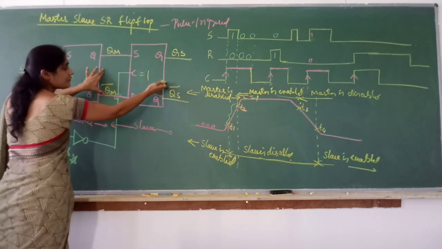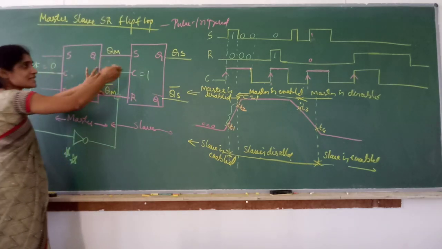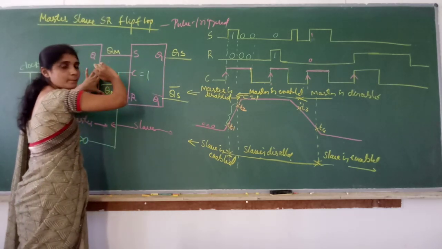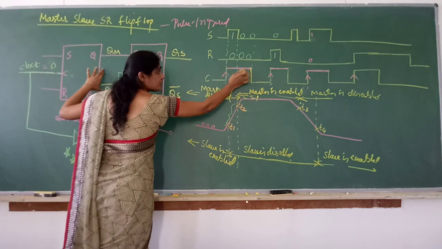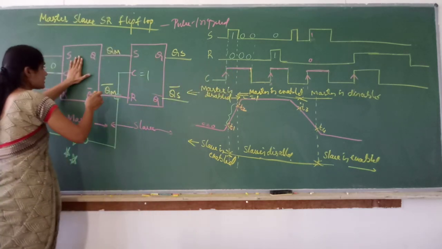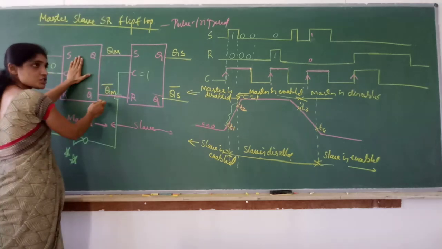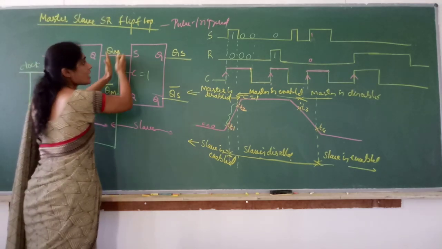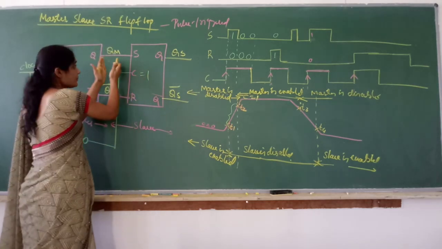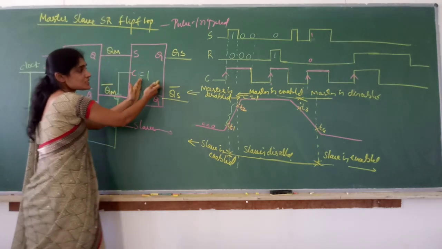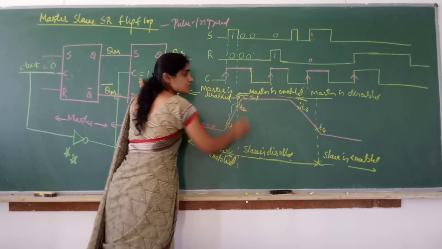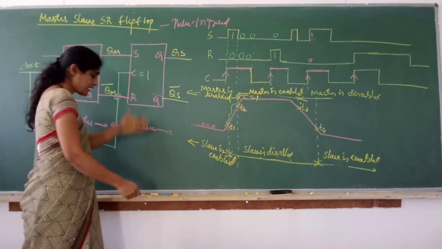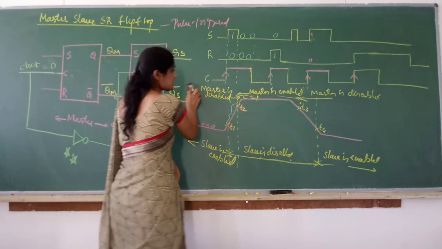Is the slave getting any input? No, so there is no change in the slave also. But when clock is high, master is enabled, so QM and QM bar will change. But since slave is disabled, these changes will not be transferred to the slave. They will be transferred to the slave only when the clock becomes 0. I'll explain with the waveform. I'll erase this. Hope this is clear.